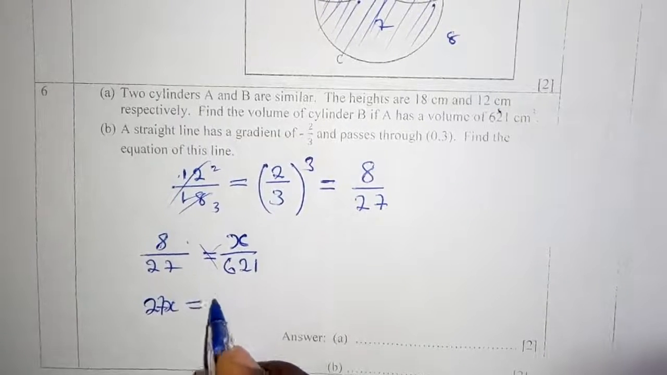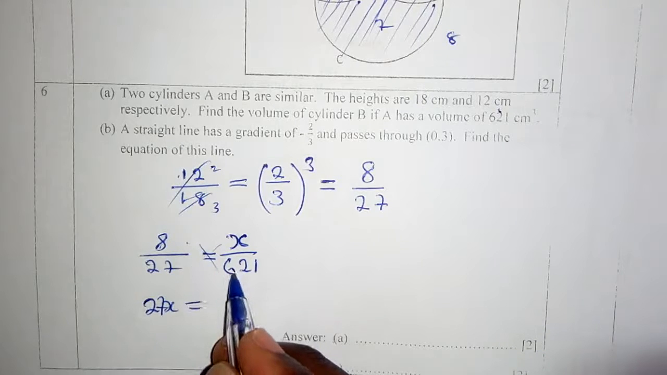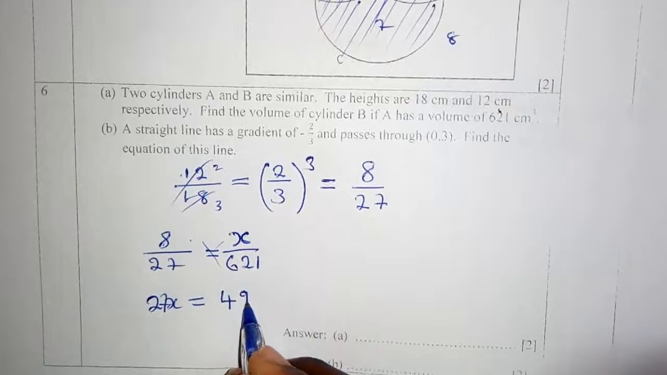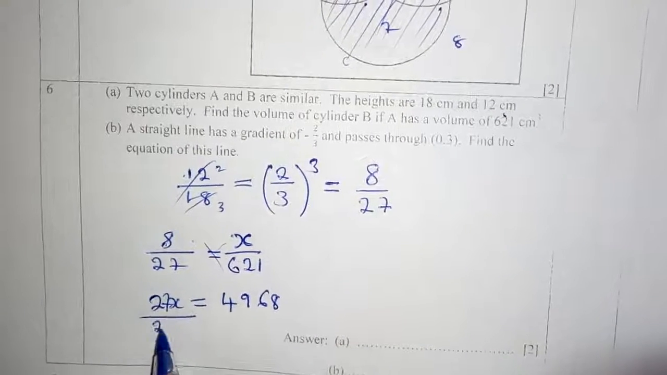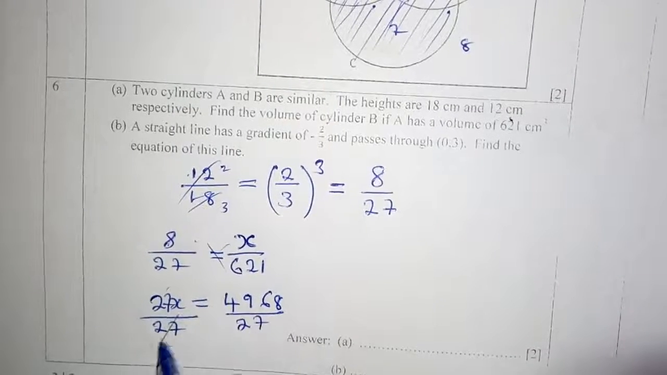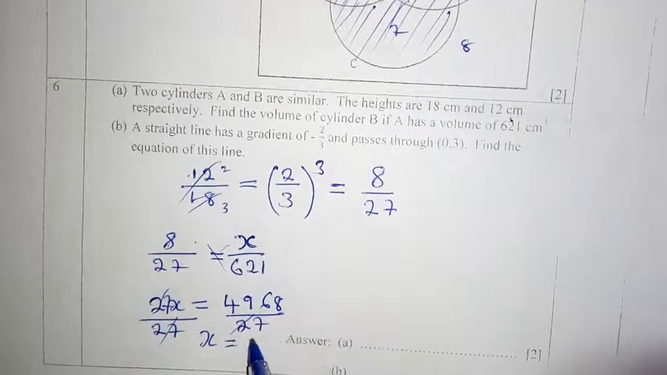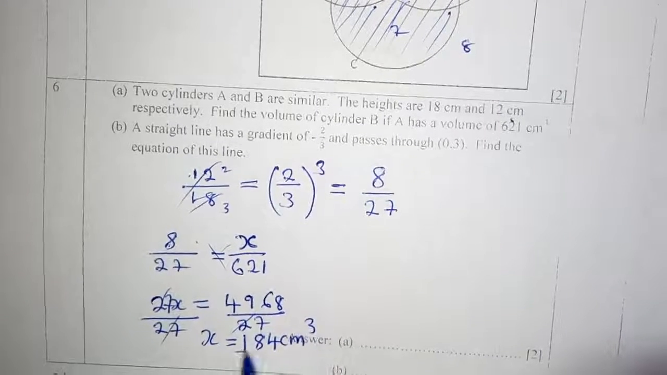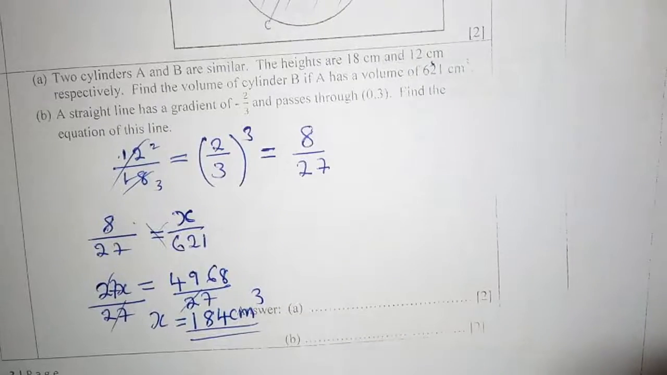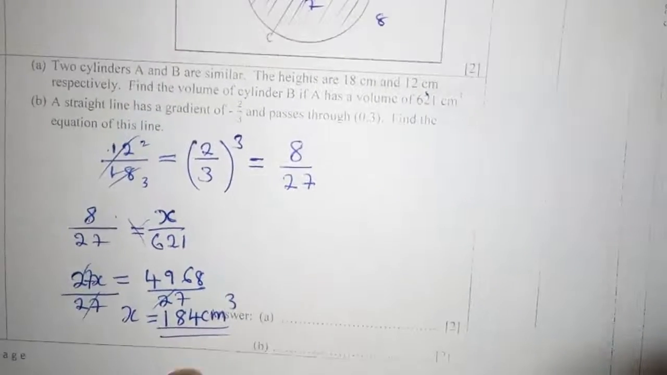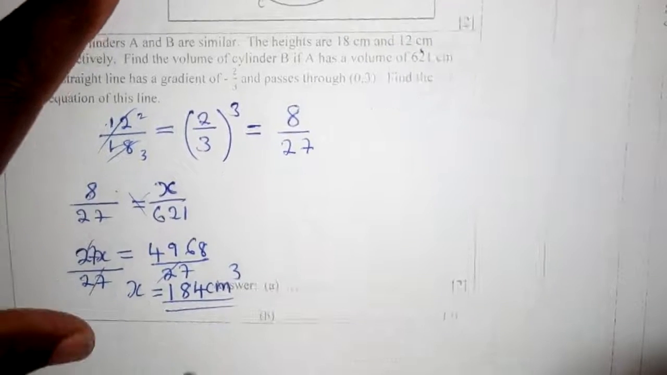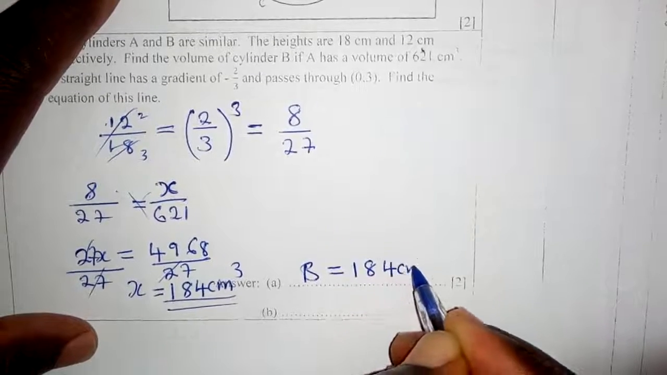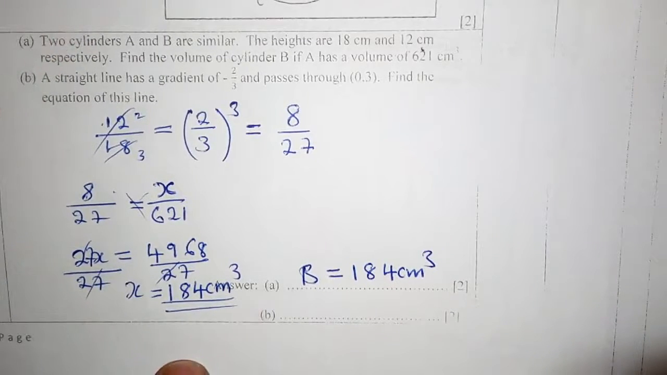27x is equal to 8 by 621. It would be 4968. You divide by 27, divide by 27, we have x will be equal to 184 centimeter cubed. So this is the value of the volume of B. So B will be equal to 184 centimeter cubed.